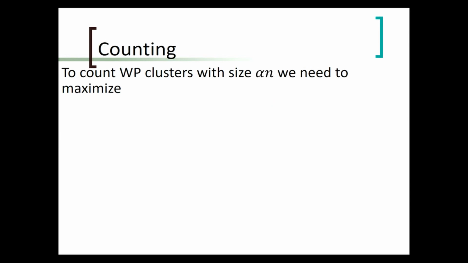So how do we count that? So we want to count clusters, or these warning propagation configurations that have size at least, or let's say exactly alpha n. So we want to maximize this function phi, but do it in the restricted case where the density of the independent set corresponds to alpha. So it's a maximization problem, but in a restricted setting.